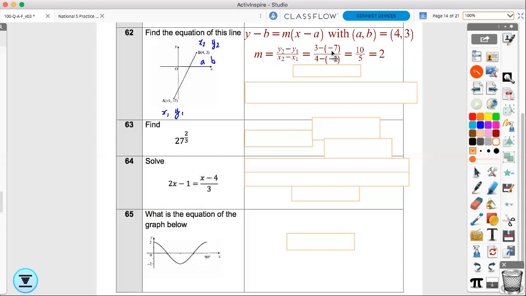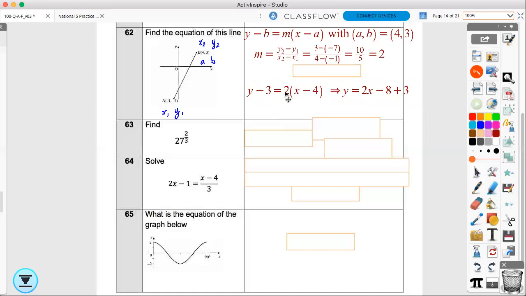3 minus minus becomes a positive, so 3 plus 7 is 10, over 5. So straight away m is equal to 2. Quick check: I've got a positive gradient. Is my line going up? Yep, so that feels good. Then I'm going to replace a and b with 4 and 3, and m as well. Now we just have to solve this.